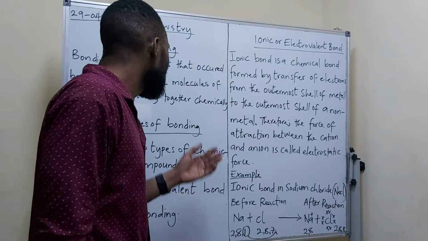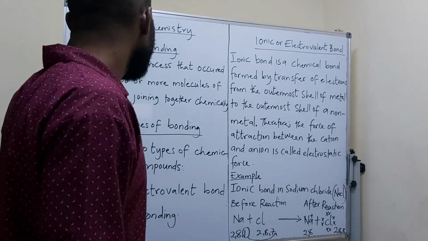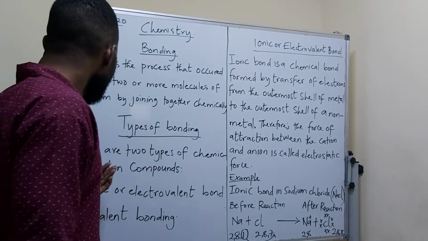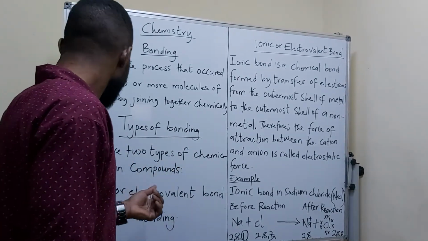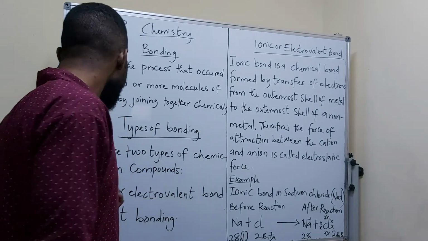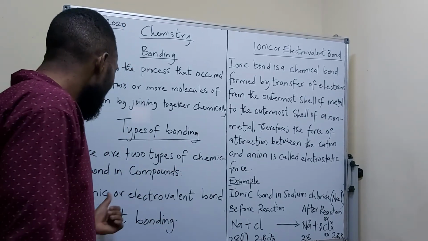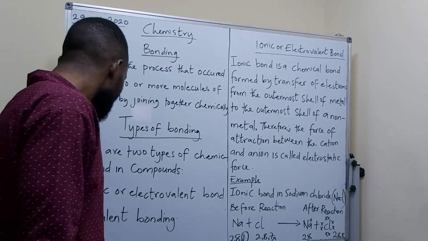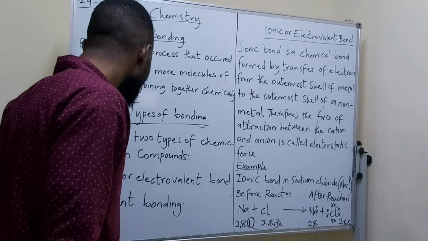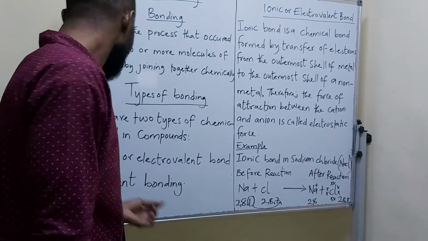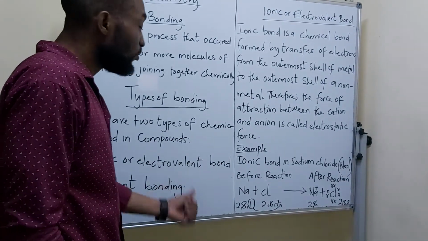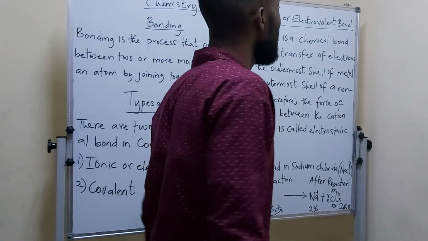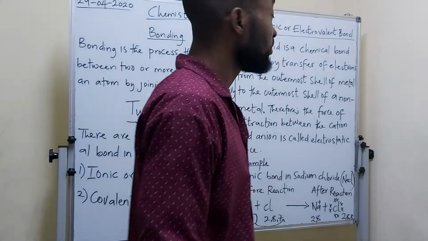Now we have types of bonding here. There are two types of chemical bond in compounds. Number one, ionic or electrovalent bond. Number two, covalent bonding. So let's discuss the ionic or electrovalent bond.